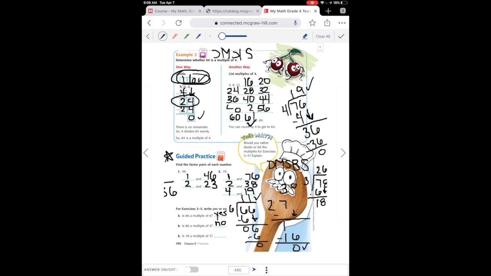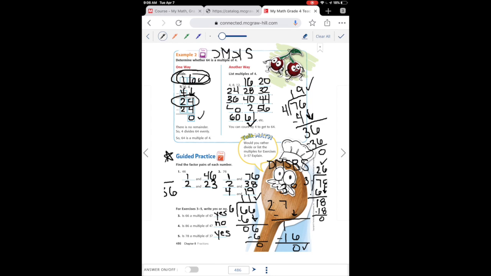If you said 6, good job. 6 times 3. Did I get a whole number with no remainders? I sure did. So 26 is the answer to 48 divided by 3, or our quotient. So 78 is a multiple of 3.